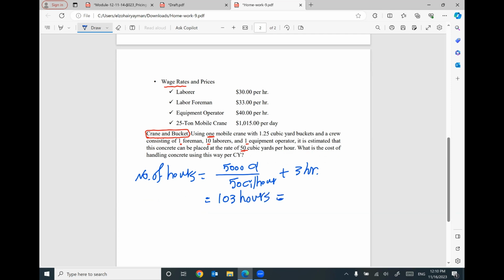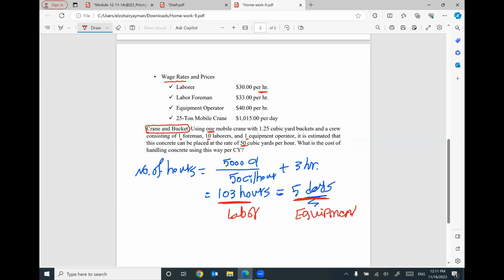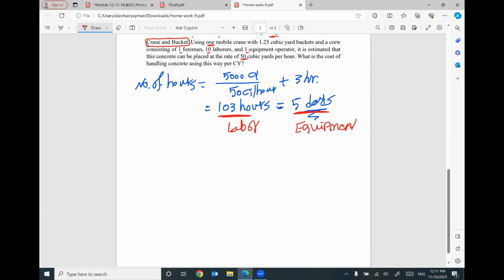This number of hours can be divided by 24 because one day has 24 hours. It will be around 5 days of working. So the number of hours will be used to figure out the price for the workers, for the labor. And the 5 days will be used to figure out the price for the equipment. This is for the equipment, and this is for labor, because the labor cost is per hour, but the equipment cost is per day. So let's start.